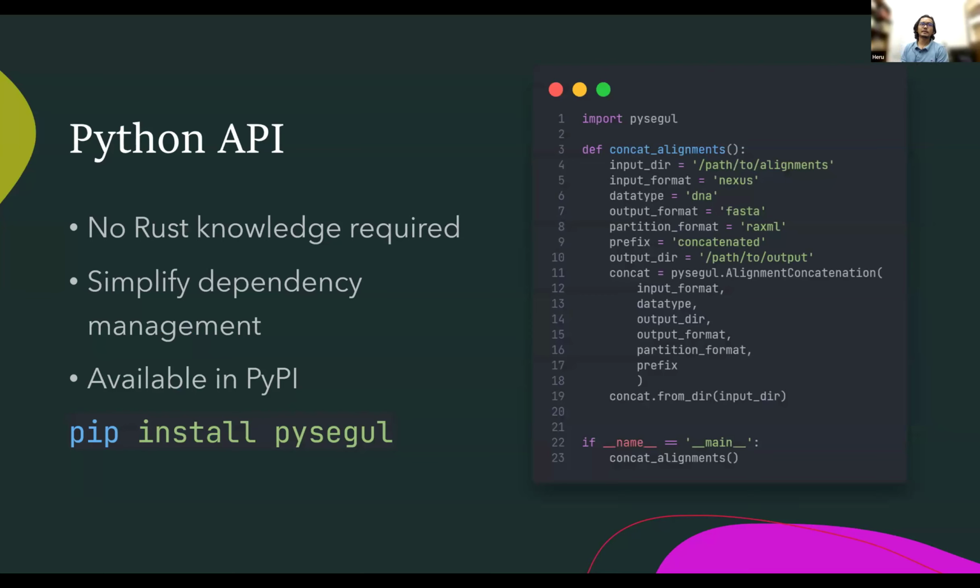And for the Python application, you don't need Rust knowledge to use the Python library. It simplifies dependency management, and it's available on PyPI. So it's just pip install PySigul. And here on the right, I'm showing you a Python script that, in total, is less than 15 lines of code to concatenate an alignment.